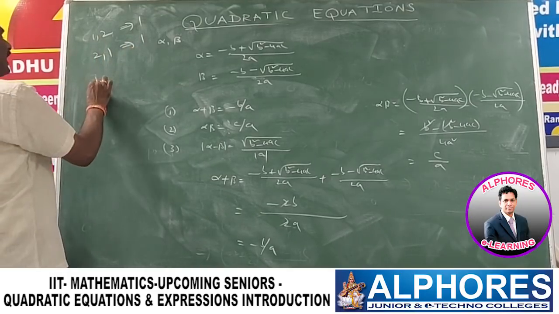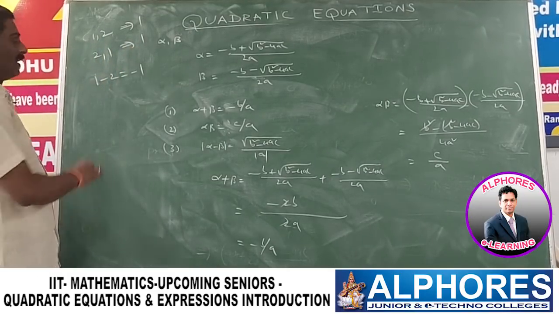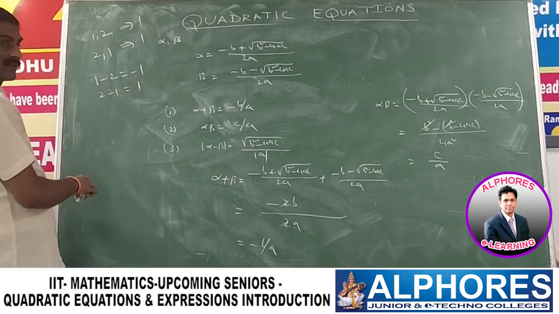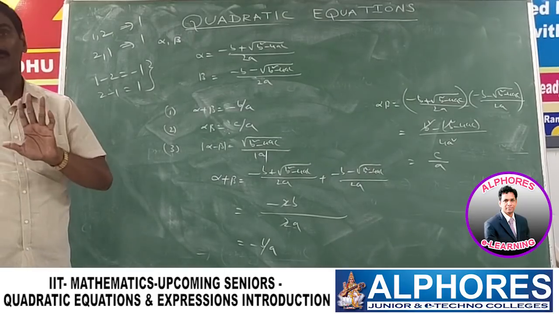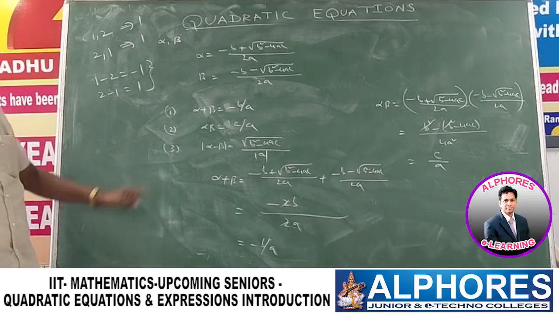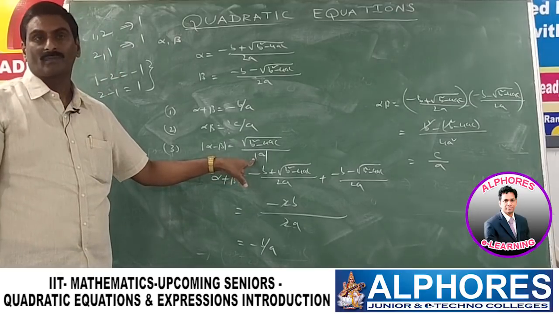But what is the value of 1 minus 2? It is minus 1. What is the value of 2 minus 1? It is 1. These two are different. But the difference of 1 and 2, or 2 and 1, both are the same. Difference is always a positive quantity. So we use mod a.